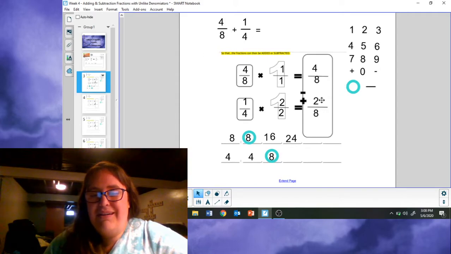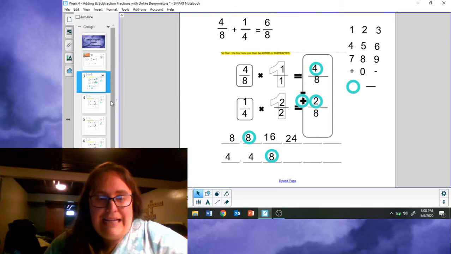Okay, I'm going to look back up here because this form is actually made for addition and subtraction. I'm adding these, so I'm just going to mark that. Now, remember when you're adding, you only need to add your numerators. So I'm going to look at 4 plus 2, which gives me 6. I mark my answer up here, 6. And the bottom number, the piece size, stays the same. So my answer would be 6 eighths.